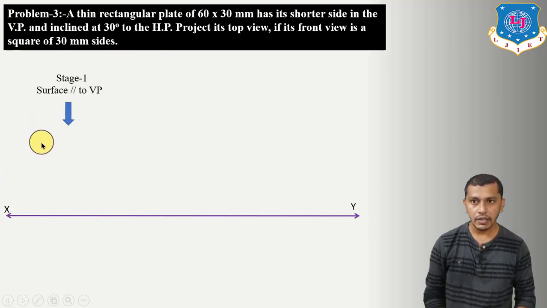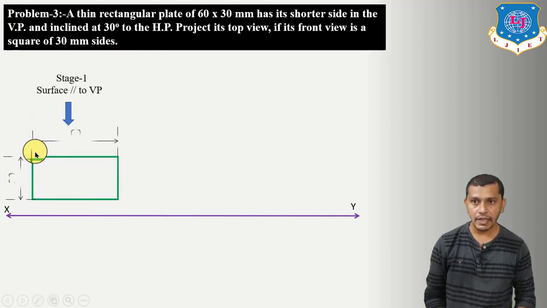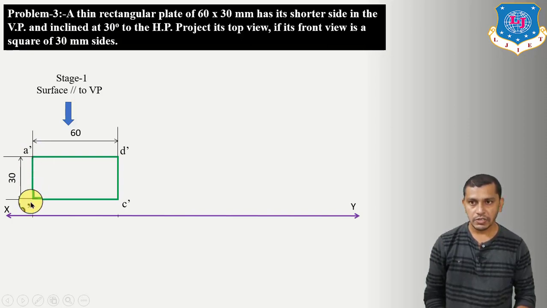So draw a rectangle above the XY reference line by taking the shorter side on the left hand side, shorter side 30 mm and longer side 60 mm. So this is A dash, B dash, C dash, D dash, and we have taken the shorter side on the left hand side because it is going to be raised on the vertical plane on this side. Now take the projections downwards A, B, C and D. Here we will get A, B and C, D.